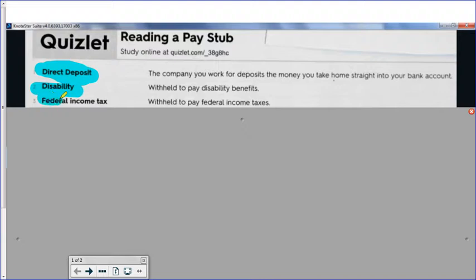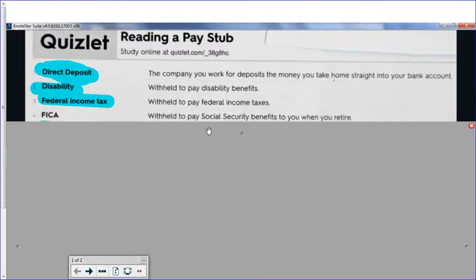Federal income tax. Money withheld to pay federal income taxes to the government. FICA is money withheld to pay Social Security benefits to you when you retire.